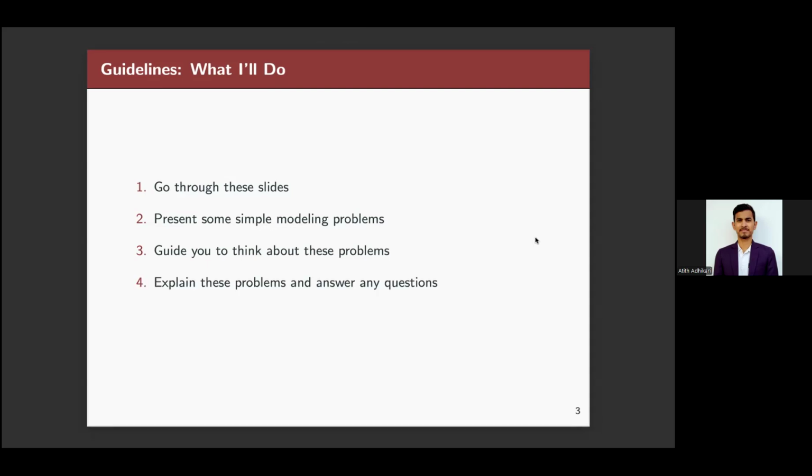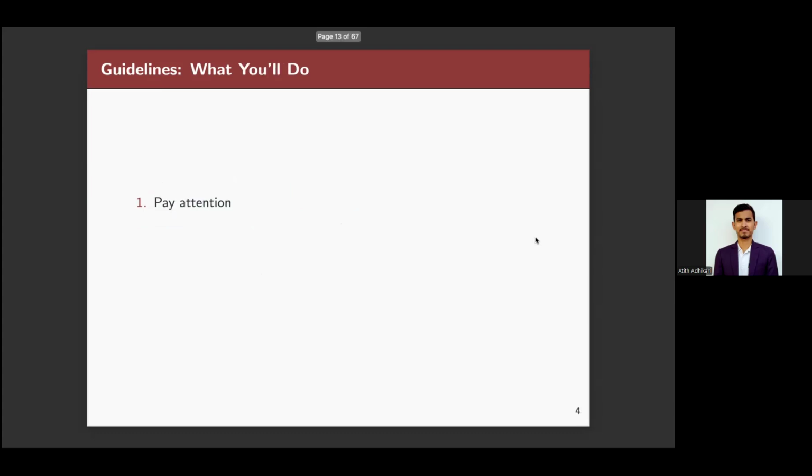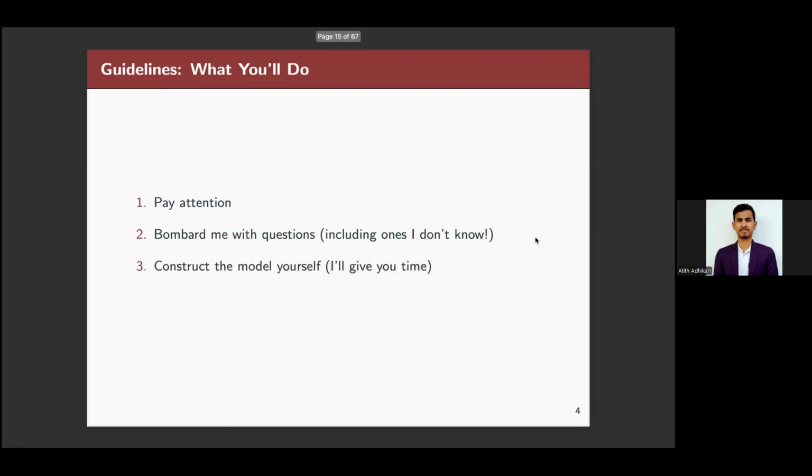Then I'll be explaining these problems and I'll help answer any questions you have. In the end, I'll provide one possible solution. What you can do is pay attention, or do the problems by yourself. Basically, just attempt them before listening to my explanation. Also try to ask me any questions. You can also ask me some random questions that you think I won't know, because then we will be able to discuss them together.